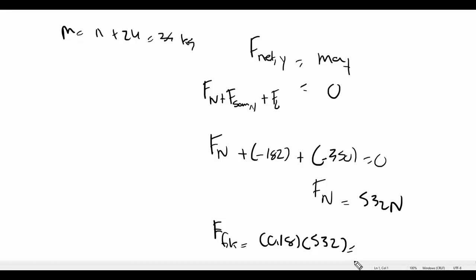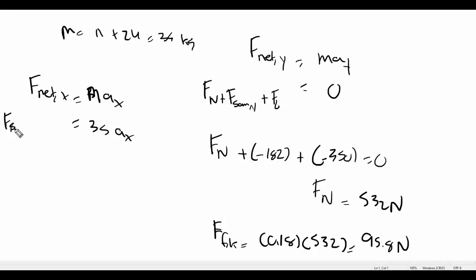Okay, so I multiply by 0.18, I get 95.8 newtons, and then my F net x equation has not changed. It is still the same, except now, so this is MAX, now the mass is 35. The sum of the forces, I still have F sam x plus FFK, and F sam x, probably should have written that down. F sam x was 315.2.